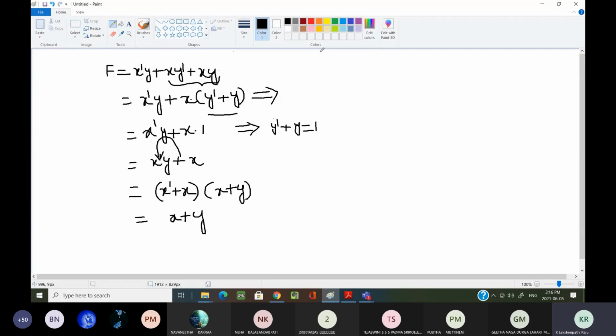How have we solved this expression? By using Boolean algebra rules or theorems. Here you can write it as De Morgan's law. Here you can write it as distributive law. Okay, you can write it as distributive law.